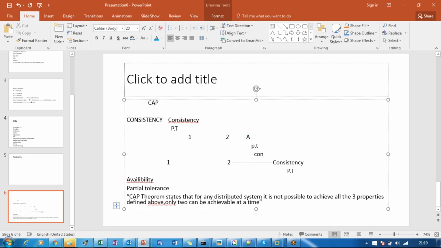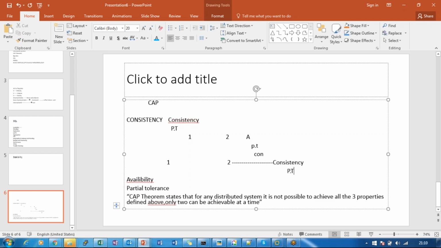Now what I got at the end is three things, and I cannot achieve all three of them. I have to choose only two of those. Oracle chooses the first two. For Oracle, consistency and availability are very important. This is partition tolerance. MongoDB chooses C and P, and there is a reason for it.